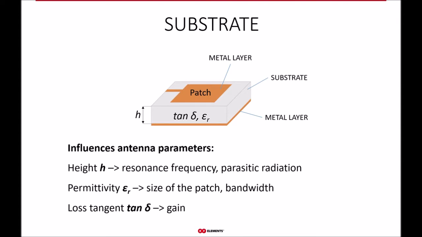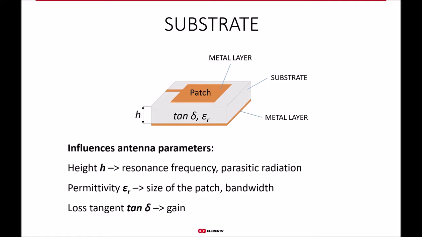It's not only the size of the patch that influences the properties of a patch array antenna, but also the substrate on which it is etched. So it has three main parameters that patch antenna designers work with. First is the substrate height, or H. And this one influences the resonant frequency and the amount of unwanted radiation.